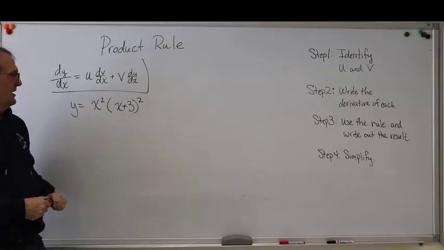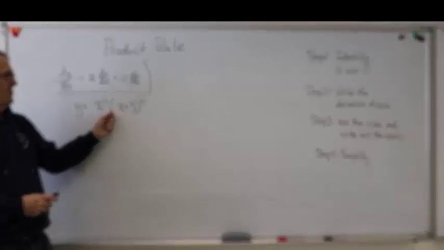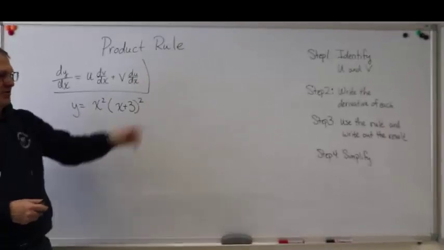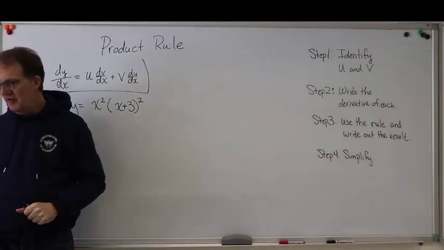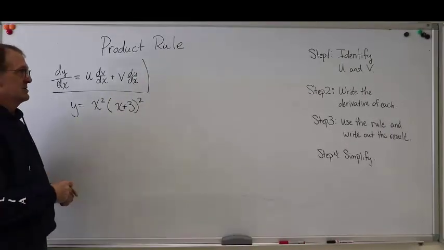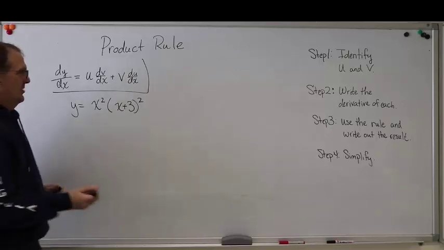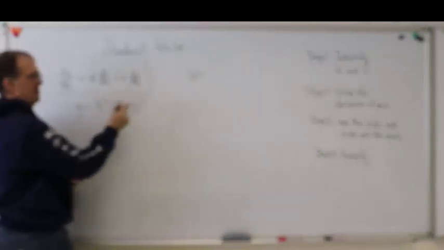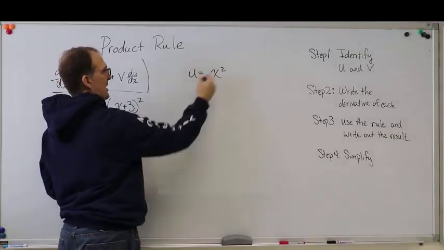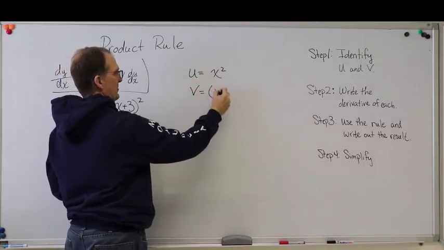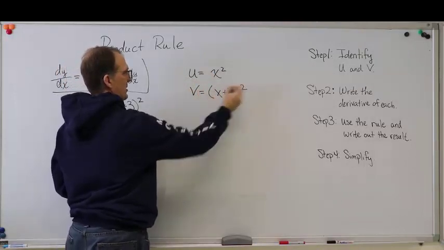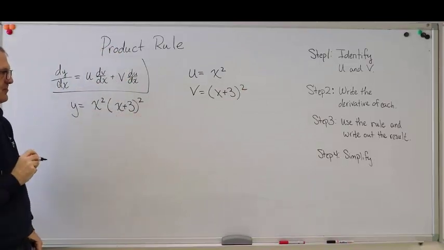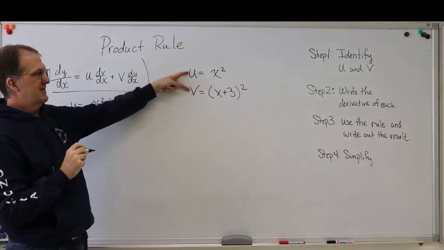So to start with, I'm giving x squared times (x + 3) squared. And there are 4 steps. Step number 1 is to identify the two functions that are being multiplied. In this case, u is the first one, x squared, and v will be our second function, (x + 3) squared. So there's step 1, identify the two.